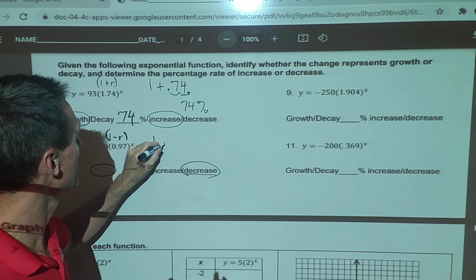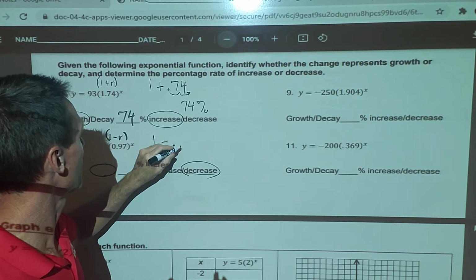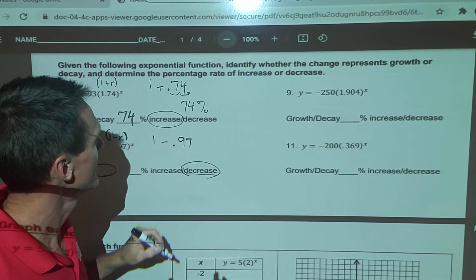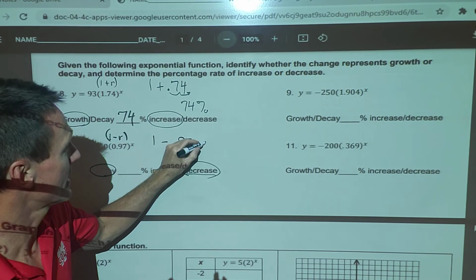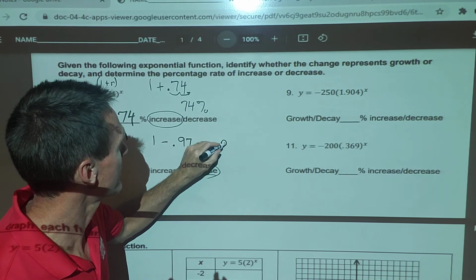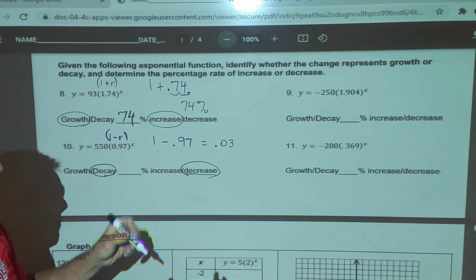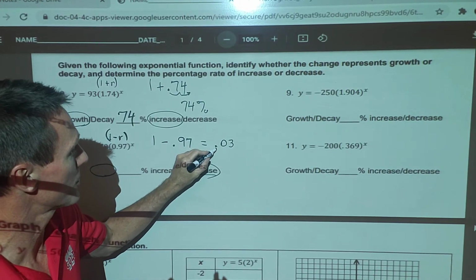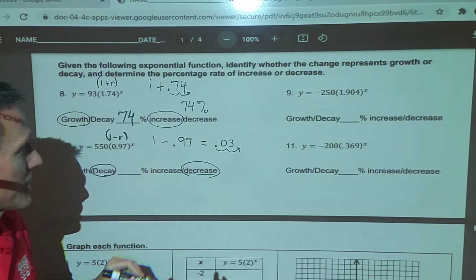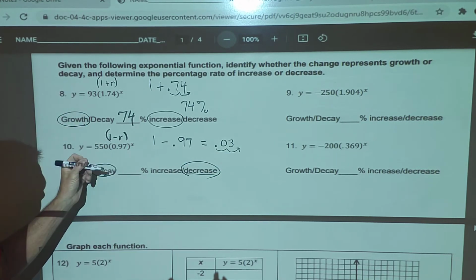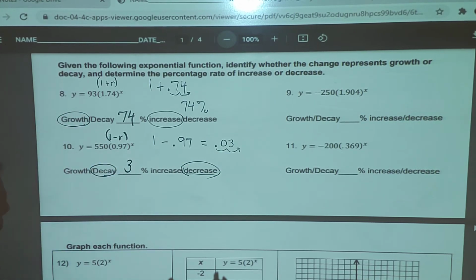So if I go 1 minus 0.97, we are going to get 0.03. And as I change that to a percent, I am multiplying by 100, which again would move my decimal 2 places to the right and leave me with 3%.